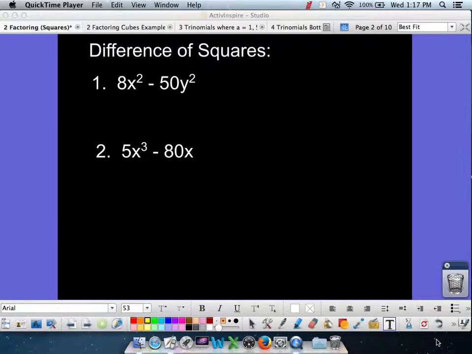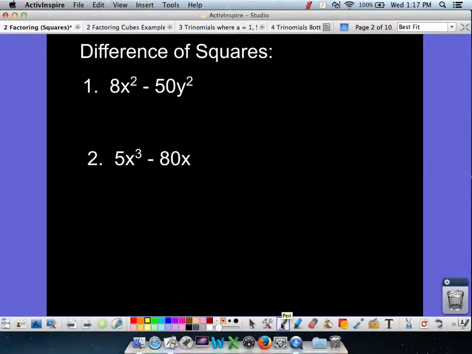I want to add a little bit to the difference of squares and remind you that the very first thing you do every time you factor is take out a greatest common factor. So no matter what factoring you're doing, the first thing you want to do is take out a greatest common factor. And number one, when I look here, I go, do I have a common factor? In this case, I do. I have a common factor of 2. So I'm going to factor out that 2 from the 8 and from the 50.